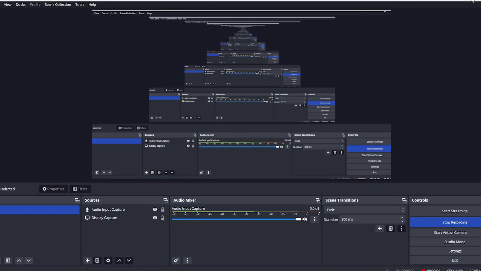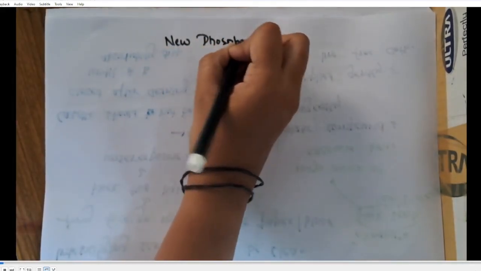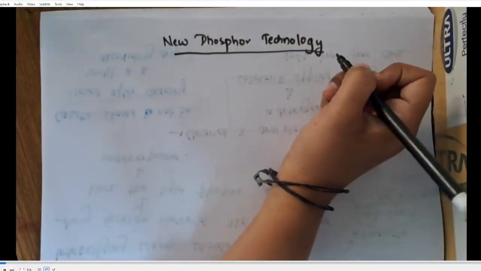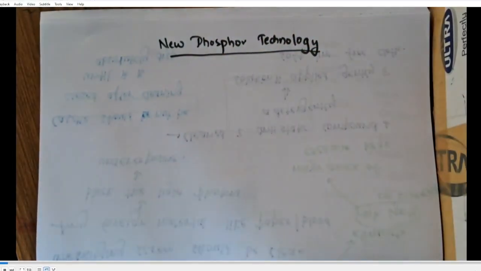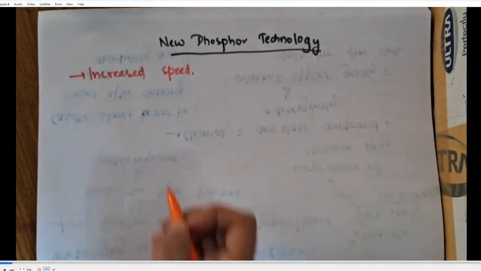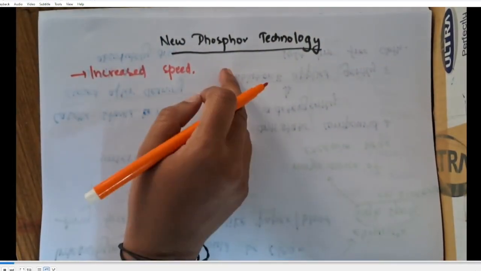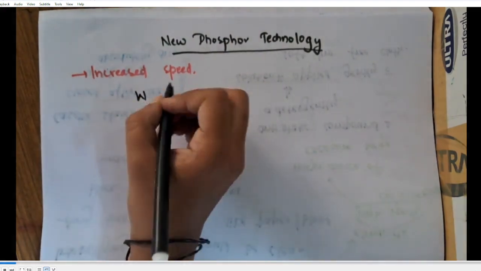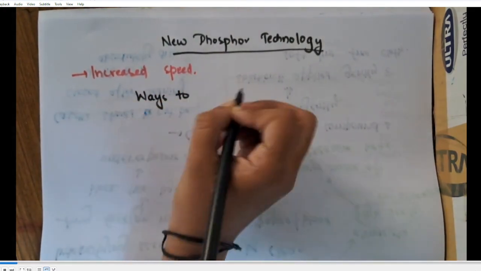Hello friends, let us now learn some important points about the new phosphor technology. It is usually agreed that the maximum useful speed of calcium tungstate screens is already achieved. The new phosphor screens have permitted greater speed, but this changing technology is complex and perplexing.